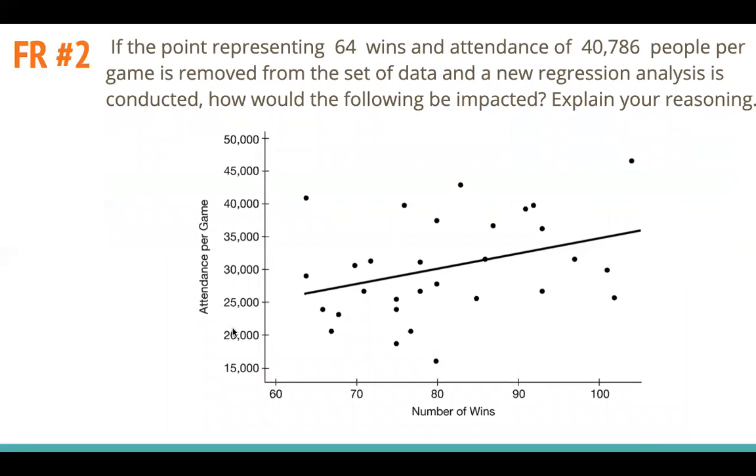Okay, if the point with 64 wins and attendance of 4,786 people per game is removed from the data set and a new regression analysis is conducted, how would the following be impacted? Explain your reasoning. Okay, I'm going to identify this point. That point is right here, kind of at the beginning of the smaller side of x.